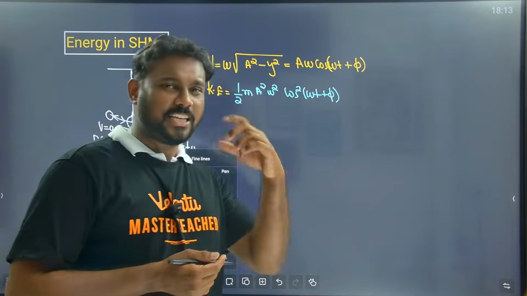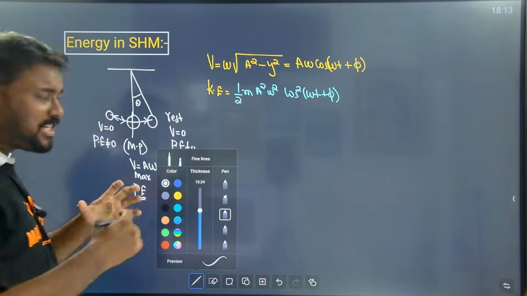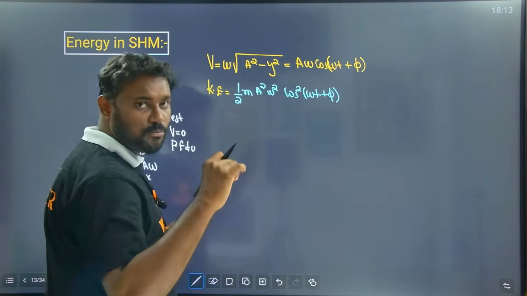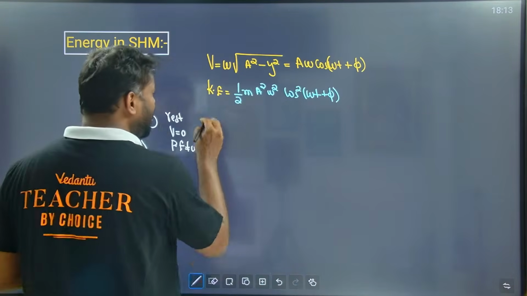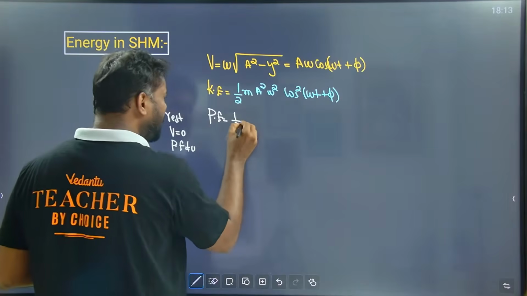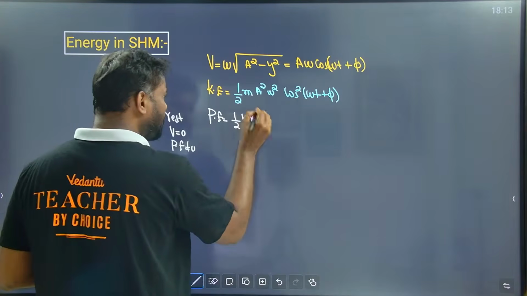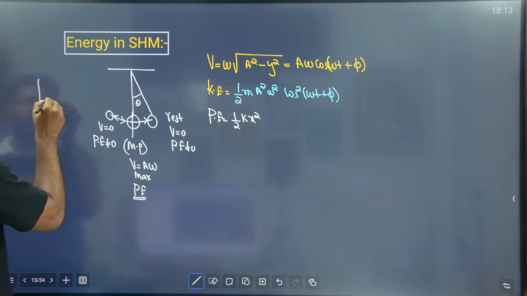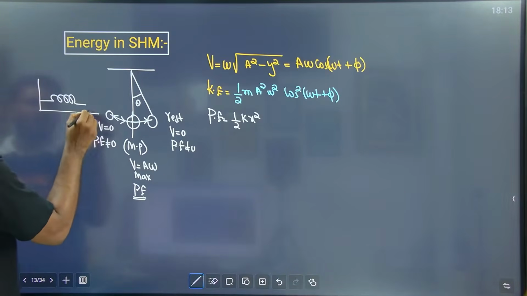I have taken the spring here, not the gravitational potential energy. Generally we can say it is that, so I have taken the spring because a spring also shows harmonic motion. So in simple harmonic motion, its potential energy is half k x square. Right? Clear? So I'll draw this one. I have taken this spring.